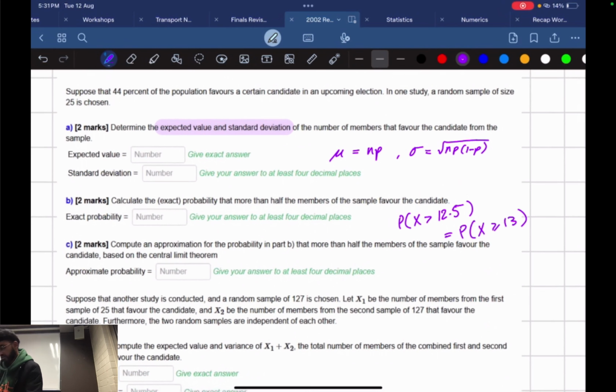Don't you always round up, even if it's like 12.1? Yeah. Well, if it's greater than. If it's less than, then you need 12. Yeah.